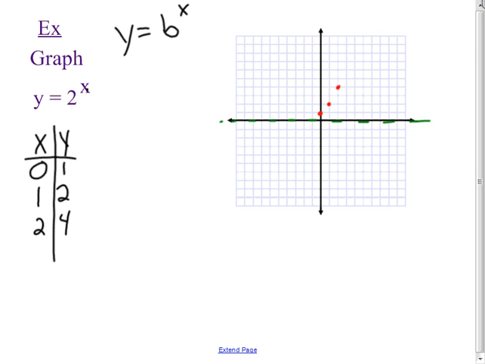And I connect my dots. And I have this parent. So each parent is going to be just a little different based on its base. Whereas when we did quadratics, we did absolute value, the parent was always exactly the same. In this case, it's not. It's completely based on what number you have as a base.